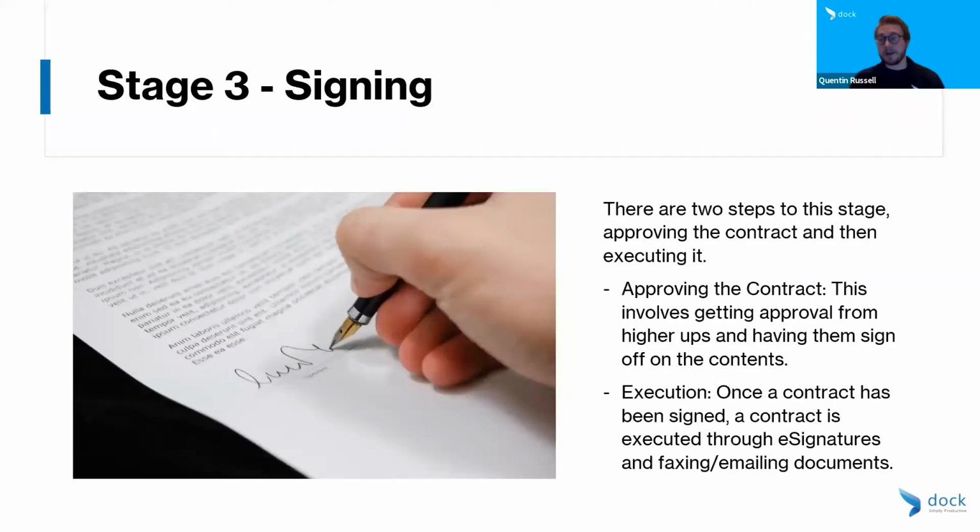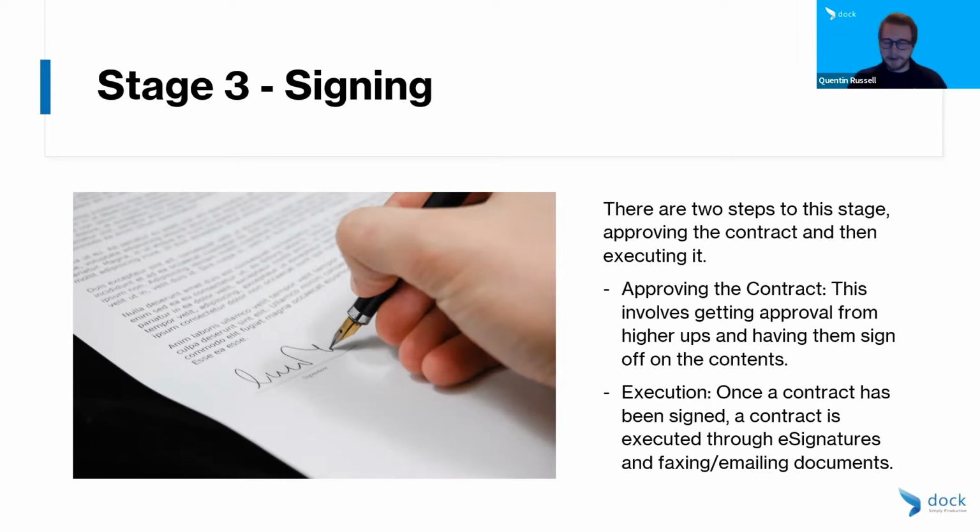The next stage is signing. And again, there are 2 stages to this. The first one is actually approving the contract, and then the second one is actually executing it. So approving the contract basically involves getting approval from higher ups and having them sign off on the contents of the contract. This can kind of overlap with negotiation, but it's essentially getting it in front of the right people, getting them to sign off on it, and then moving it through the approval workflows.